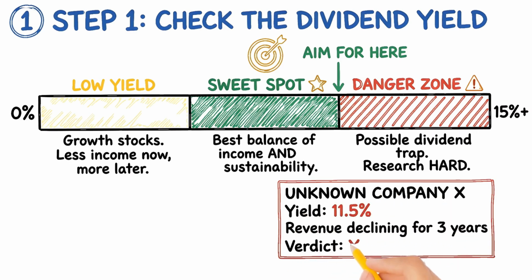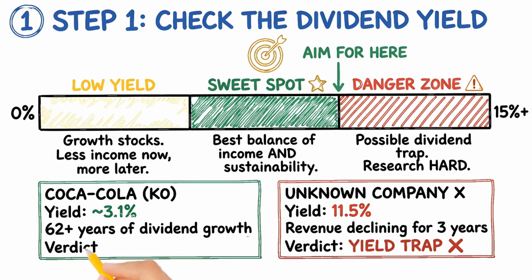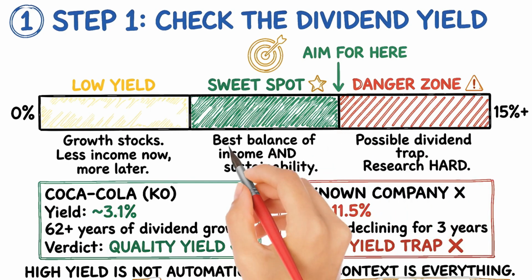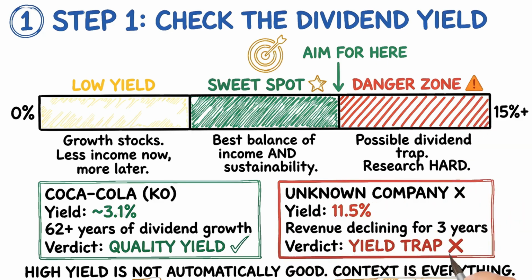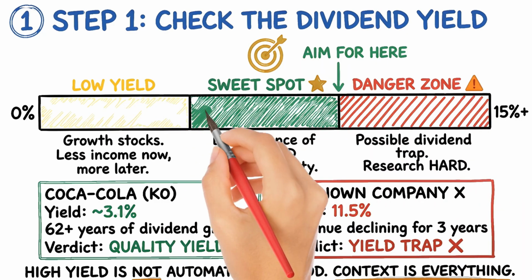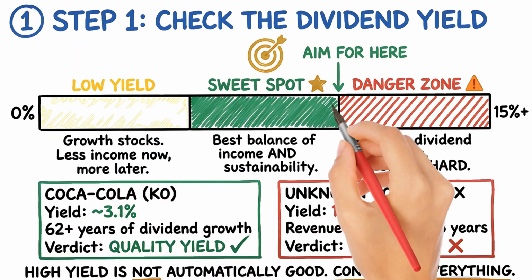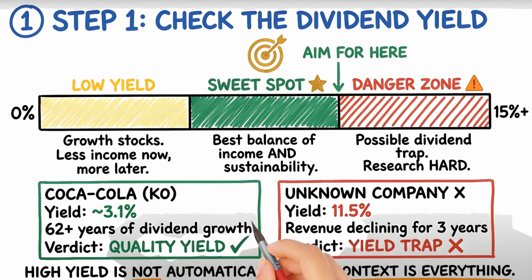Above 7%, your alarm bell should ring. A very high yield is often the market's way of saying something is wrong. It usually means the stock price has fallen dramatically because the company is struggling, making the yield look artificially high. For example, Coca-Cola at 3.1% with 62 years of consecutive dividend growth, that's a quality yield. Some unknown company at 11% with declining revenue, that's a yield trap. The yield number is your starting point, not your finishing point.